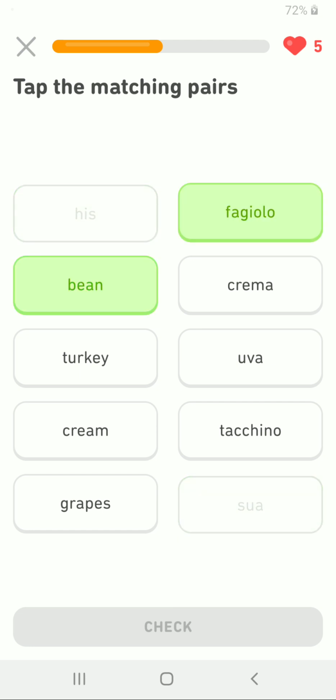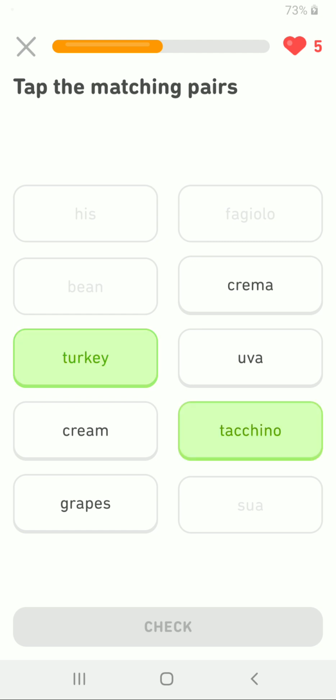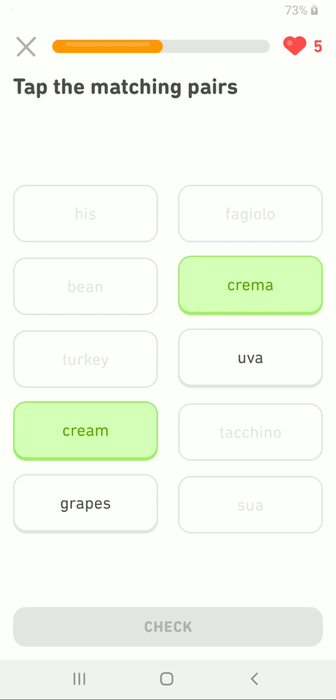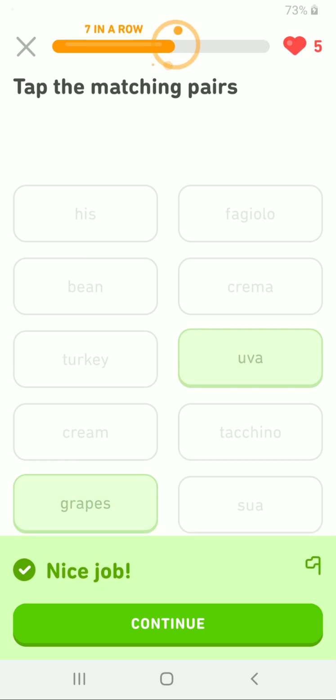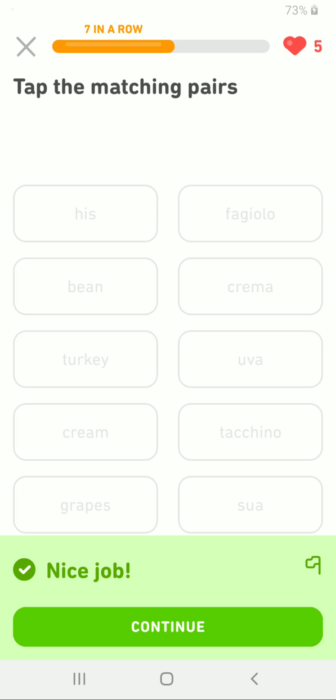Bean, fagiolo. So fagiolo, this is bean. Turkey, it's tacchino. Crema. Uva. Uva is already in plural. So these are the rare nouns, collective nouns, let's say, that are always in plural.